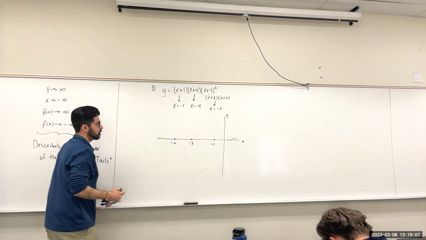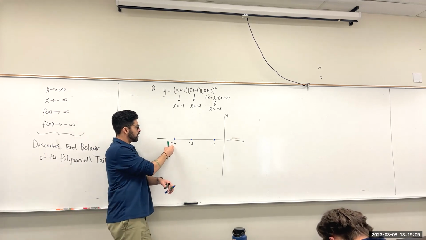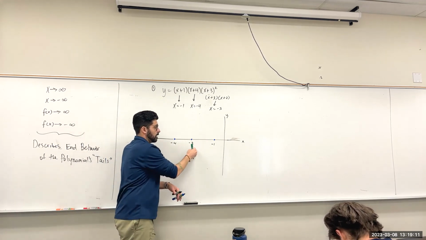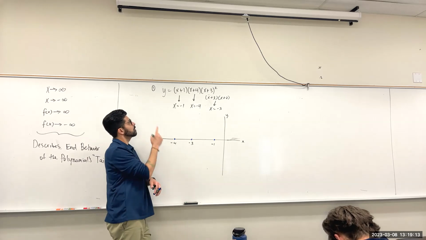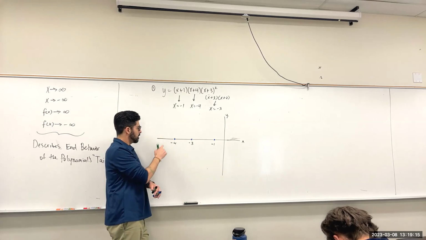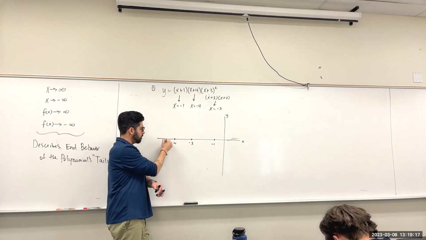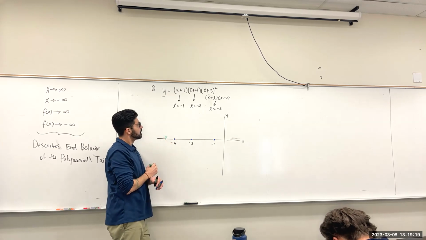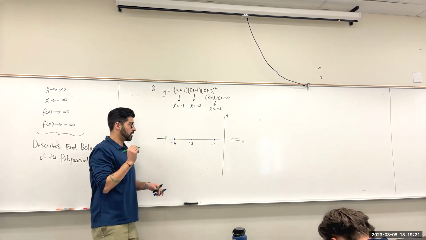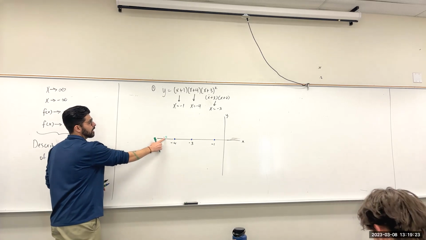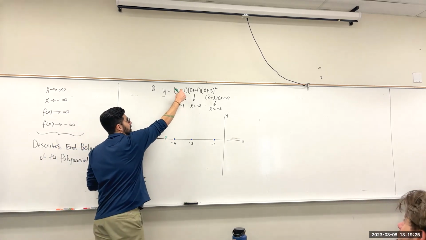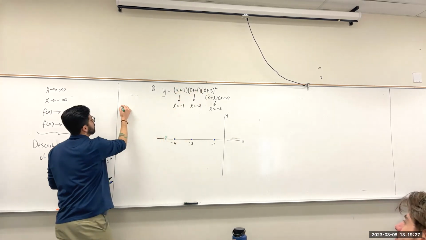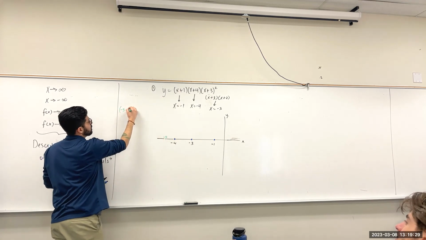So then you want to use values that are between these intercepts or these zeros to help you determine if y will be positive or negative. So a lot of people are using -5 for this one. But here's where I'm seeing some mistakes, so be careful. If you plug in -5, you're going to plug in -5 here, here, and here. So it's going to look like this.